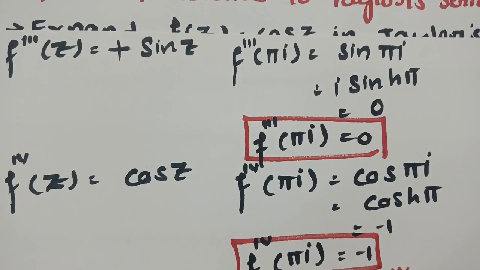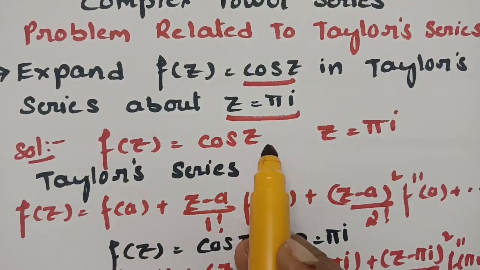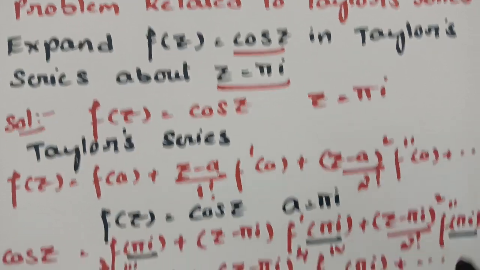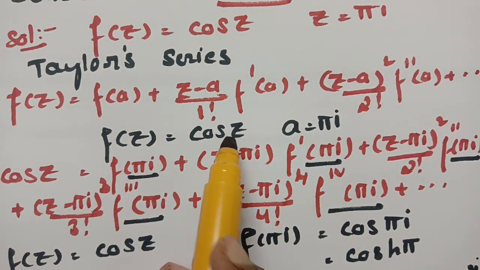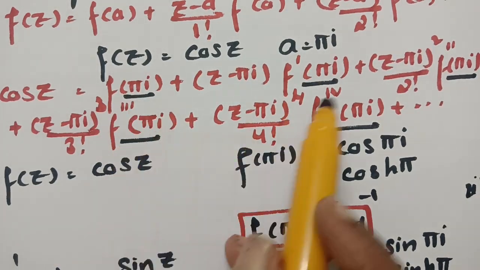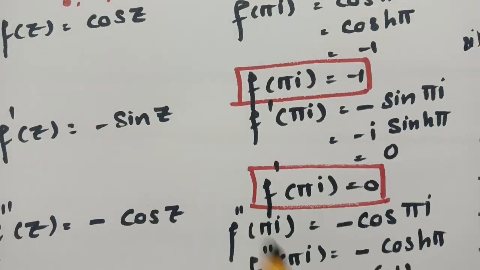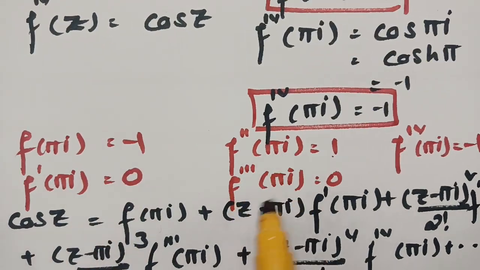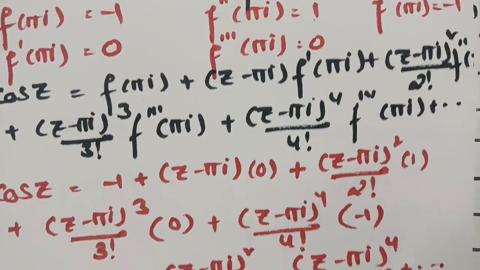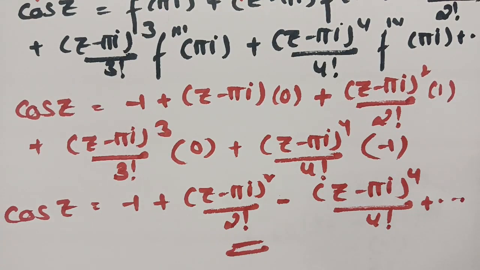This is the question. So f of z, we have to take cos z, with z equal to πi. In place of a we put πi, and in place of f of z we put cos z, and after substituting we need all these values. These are the values found: f of πi, f dash of πi, f double dash, triple dash, and the fourth derivative, and after substituting we got the final answer as this.